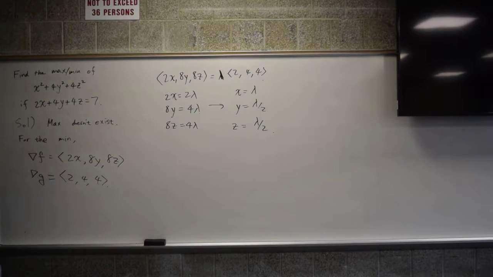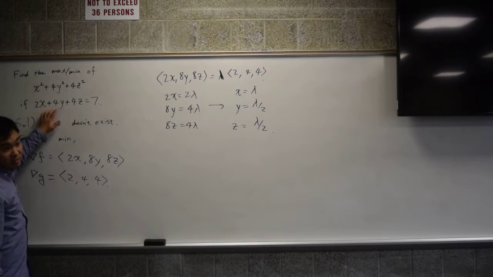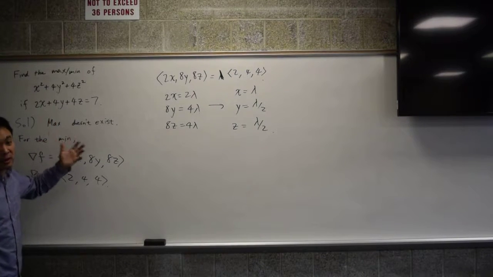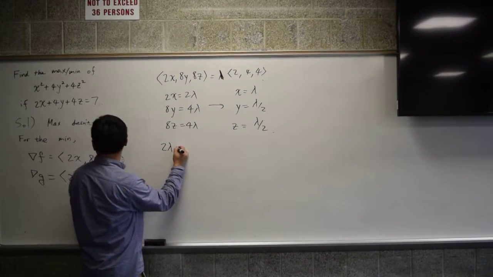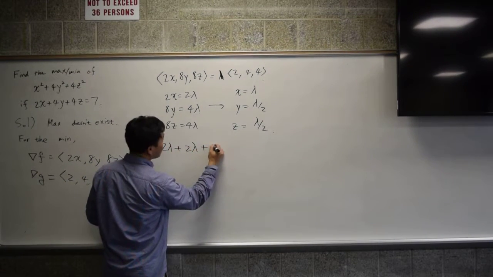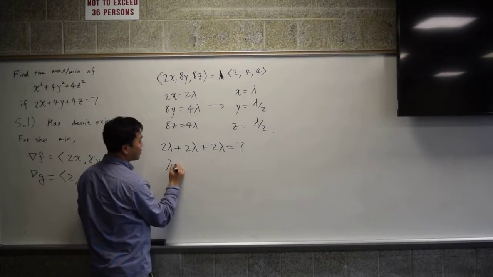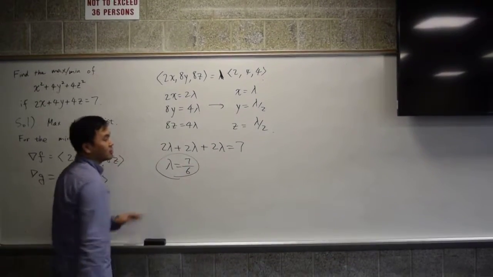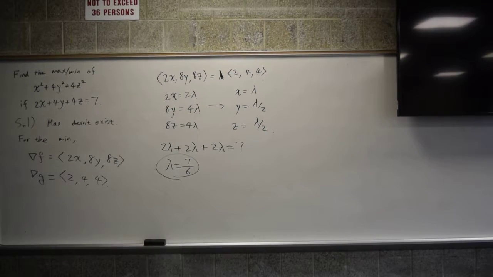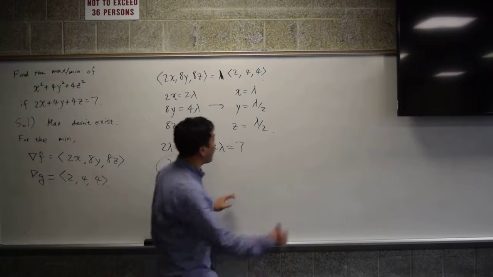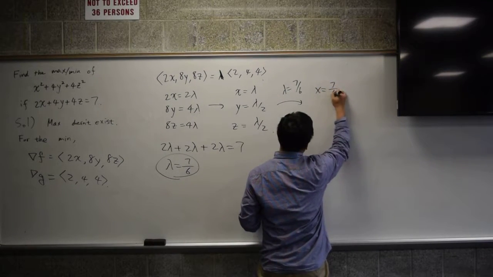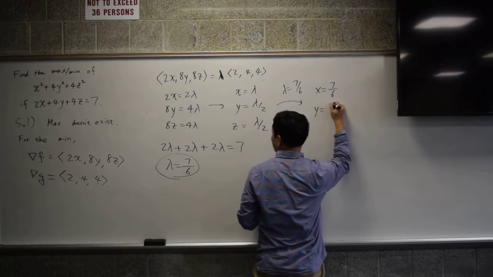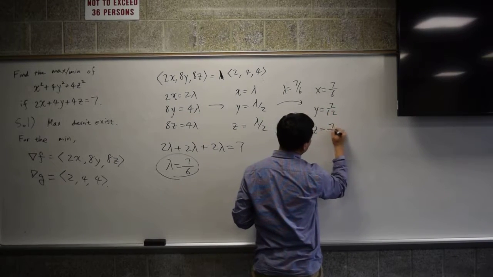Okay, now what? Plug it into the constraint. If you don't use the constraint, you're not doing it right. So you plug it into the constraint, and we get 2 times lambda plus 2 times lambda plus 2 times lambda equal to 7, giving you lambda equals 7 over 6. Once you get lambda equal to 7 over 6, then you can plug it back in to get x equal to 7 over 6, y equal to 7 over 12, z equal to 7 over 12.